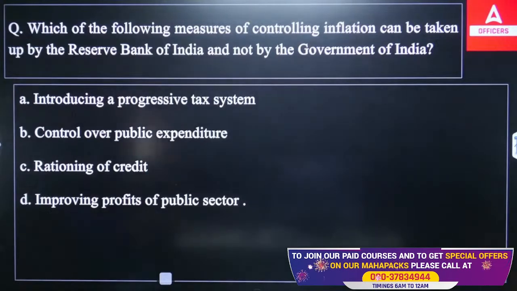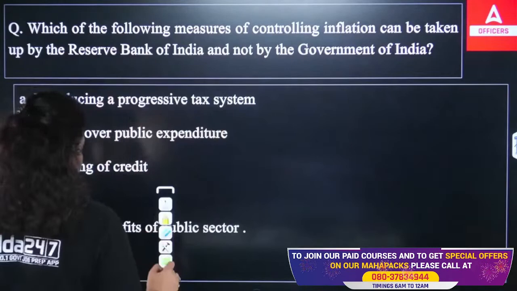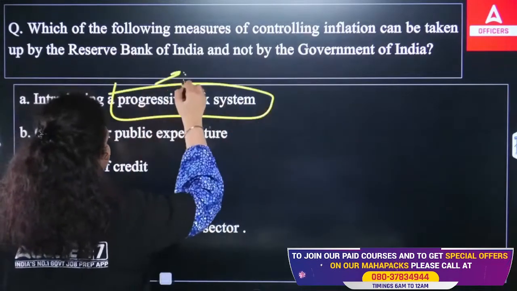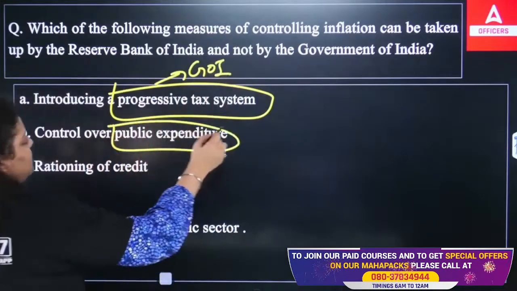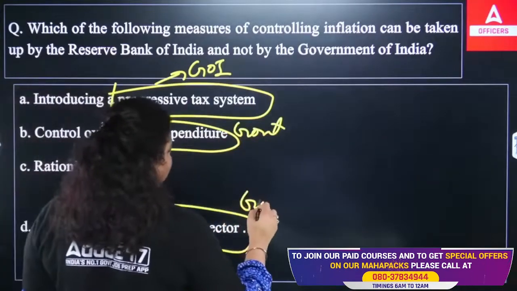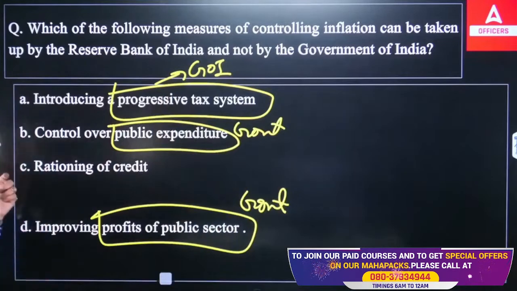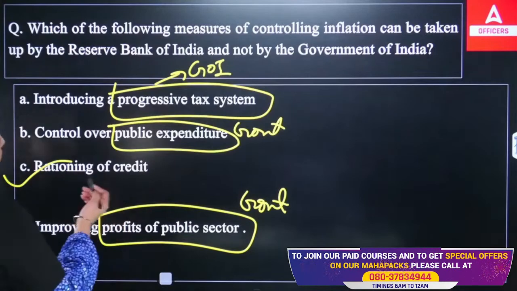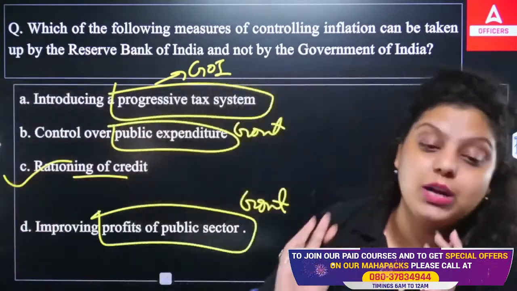Okay. So the right answer here: the first is the introduction of a progressive tax system. This is in the hands of the Government of India, not RBI. Control over public expenditure is again done by the government. Then profits of the public sector are also in the hands of the government. So these three measures will be taken by the Government of India in fiscal policy, but the rationing of credit will be done by the Reserve Bank of India, in which RBI tells in which particular sector how much loan you can provide or how much loan you cannot provide.